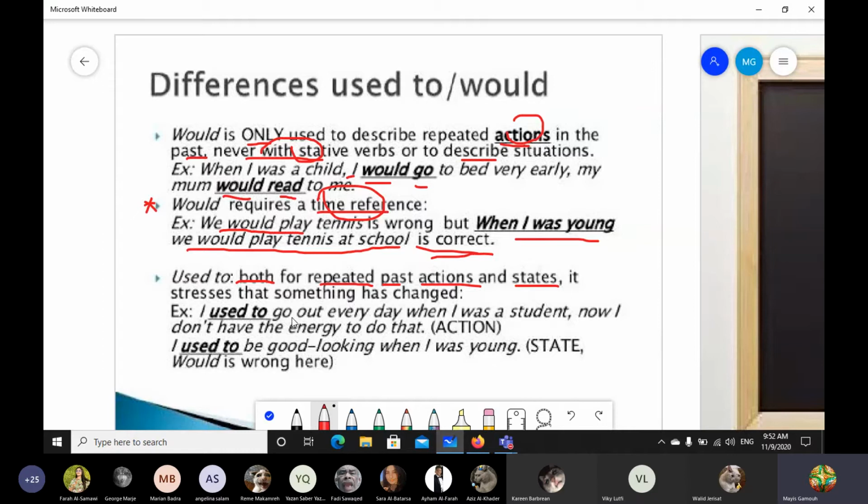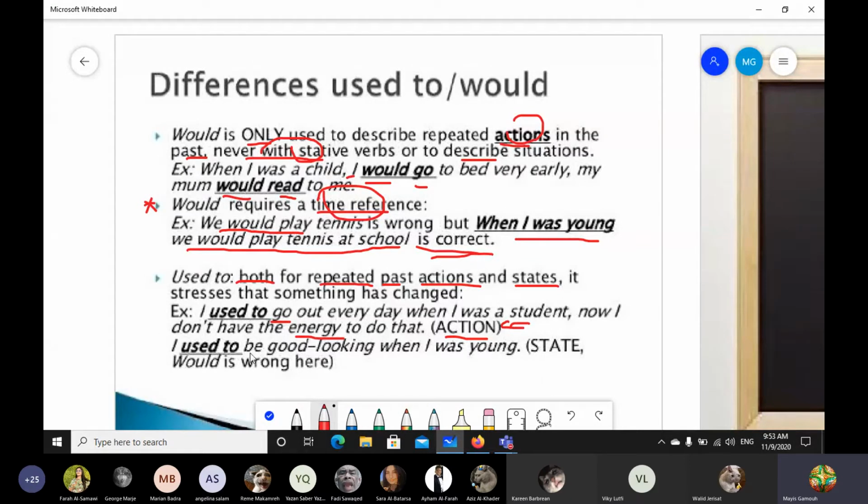Examples: I used to go out every day when I was a student لما أنا كنت طالب. Now I don't have the energy to do that. هنا أعطانا إحنا action من الفعل go تمام أعطانا action إنه أنا كنت متعود إنه أنا أطلع كل يوم لما أنا كنت student طالب بس هلأ ما عندي الطاقة إنه أعمل هاي الإشي، معناته it's an action. Let's look at an example regarding state.